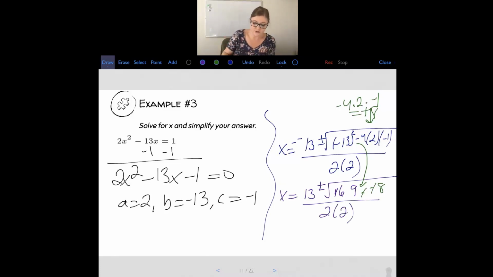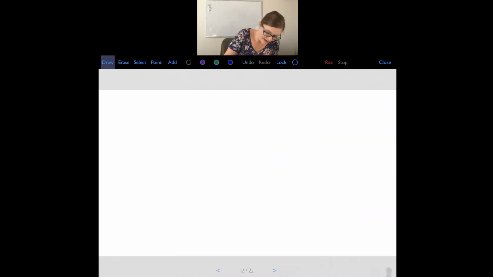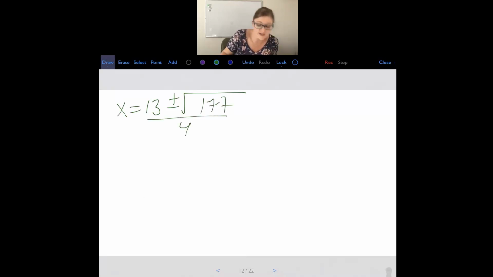Okay, so we'll go to the next slide. That looks like an 18, it's not, that's a plus sign. So x is equal to 13 plus or minus the square root of 169 plus 8, which is 177, divided by 4. At this point, you would want to see if you could simplify the square root of 177. We can't because 177 is a prime number. So if it doesn't simplify, this is your final answer.